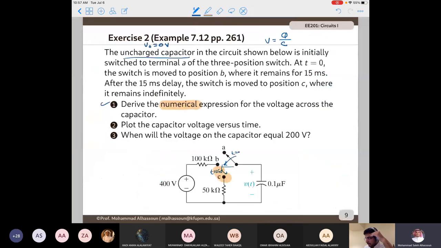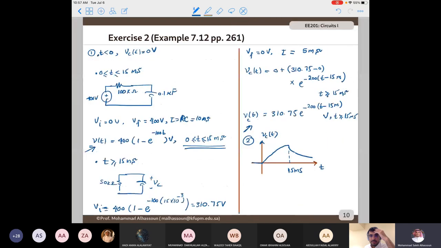Okay, Abdullah. Since you raised your hand, let's see. When will the voltage on the capacitor equal 200 volts? How to find it, Abdullah? We take the first equation and equate it to 200, and then we find T. Okay, this is partially correct.